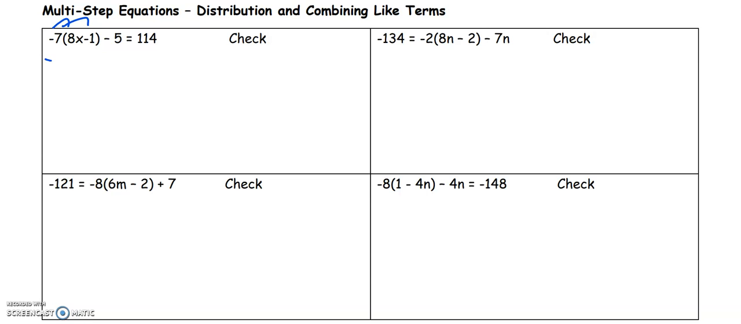Negative 7 times 8 is negative 56x. Negative 7 times a negative 1 becomes a positive 7. Combine what you have alike, which is just your numbers here. So we've got negative 56x, and we're going to combine 7 minus 5, which is positive 2. Now we have a two-step equation. We're going to subtract 2 on both sides.